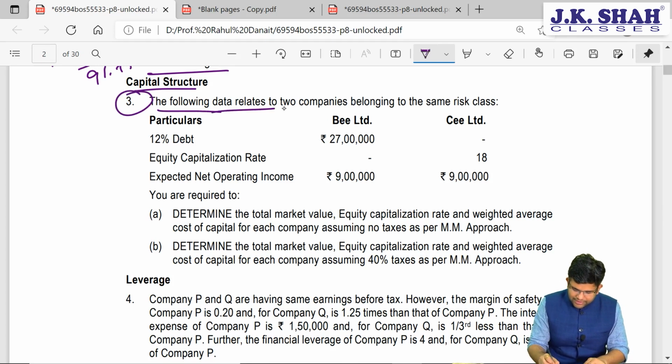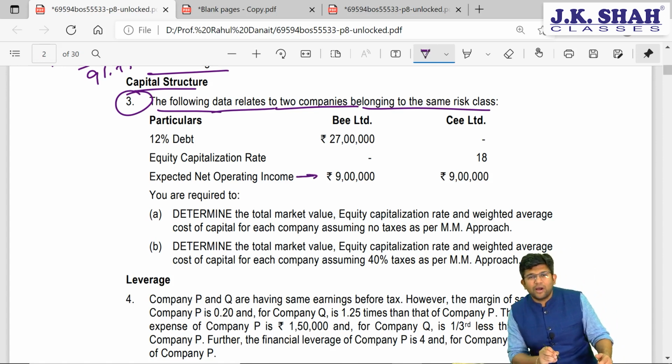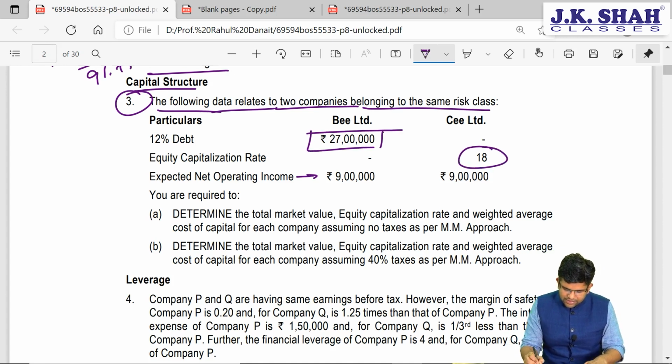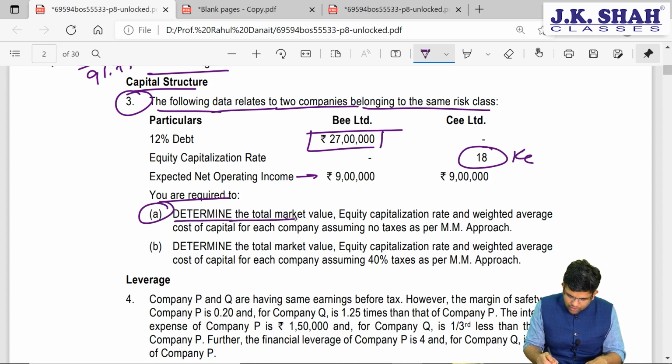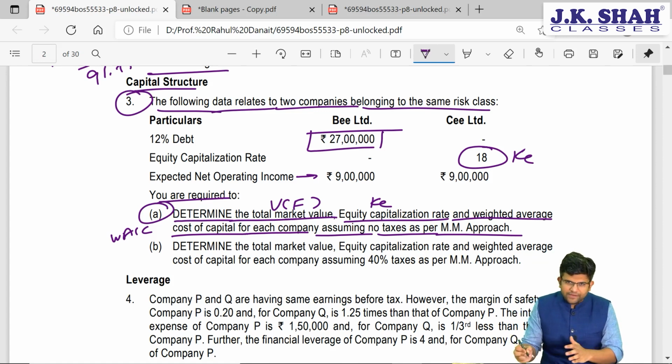The following data relates to two companies belonging to the same risk class. So B Limited and C Limited are given. Both of them have the same EBIT, that is NOI, net operating income. But one has debt, the other doesn't. Children, this is the equity capitalization rate of C Limited, that is KE. You are required to, point number A, determine the total market value, that is value of the firm, equity capitalization rate, that is KE, and weighted average cost of capital for each company, that is WACC, assuming no taxes as per approach.